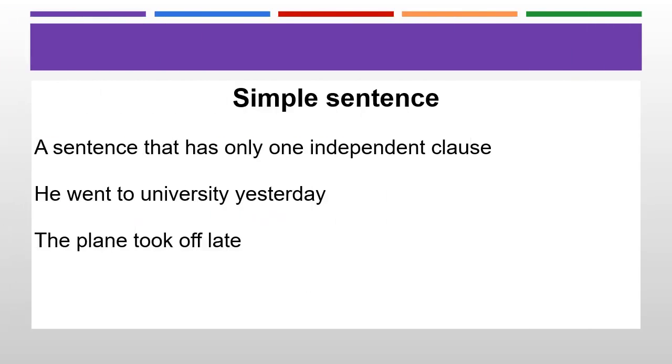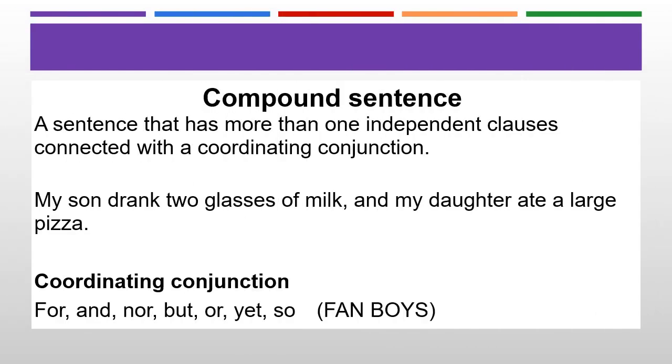A simple sentence is the one that has only one independent clause conveying a single idea. It is usually a short sentence. A compound sentence, however, has two independent clauses joined together with a coordinating conjunction. There are only 7 coordinating conjunctions in English: for, and, nor, but, or, yet, and so. An easy way to remember this is the word FANBOYS.